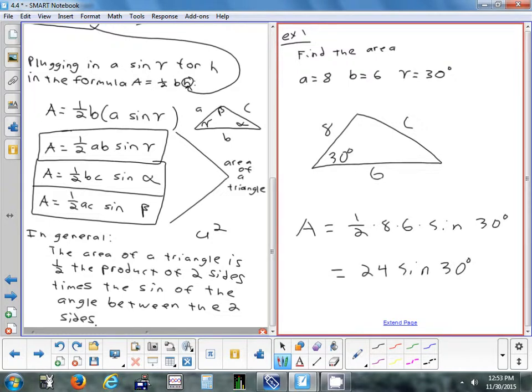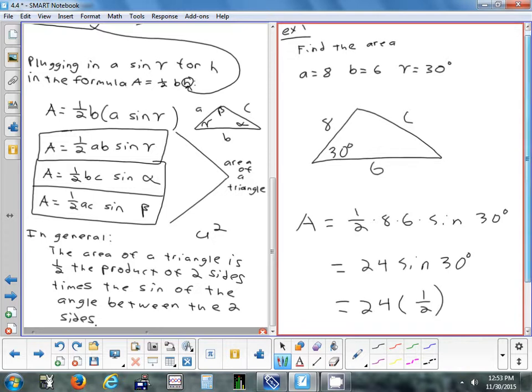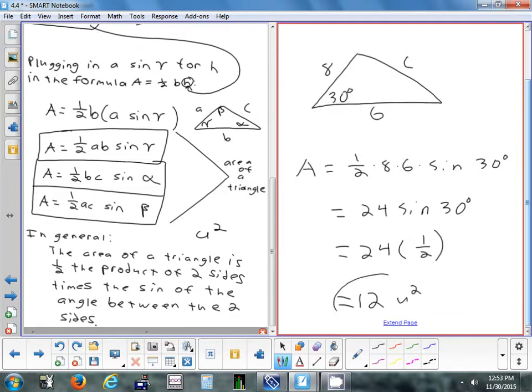If you're not sure what the sine of 30 is, you can do that on your calculator. When you type in sine 30, you get 1/2. That one comes out nice. The only thing you'd want to double check is that you are in degrees before you type it in. If you want, go ahead, double check it. So my final answer here would be what? 12. This didn't give me units, it just said 8 and 6, so just say 12 square units. We'll do some that have feet or inches, and we'll label it accordingly. Any questions on that?